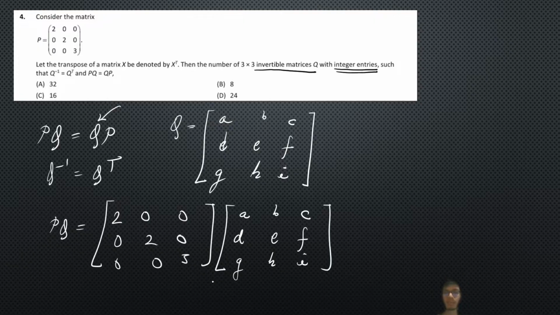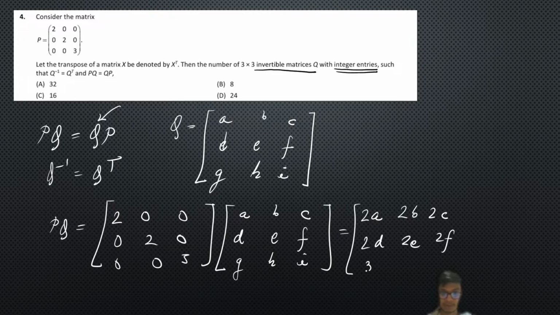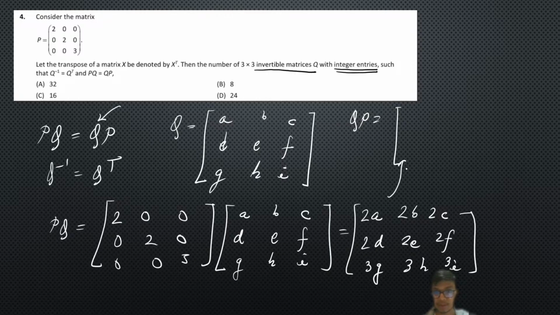If I do the matrix multiplication, since it's a diagonal matrix you don't have to do much effort. The result is going to be 2A, 2B, 2C, then 2D, 2E, 2F, and then 3G, 3H, and 3I. Very simple. Similarly, we will also do the matrix multiplication QP, and you can check it.